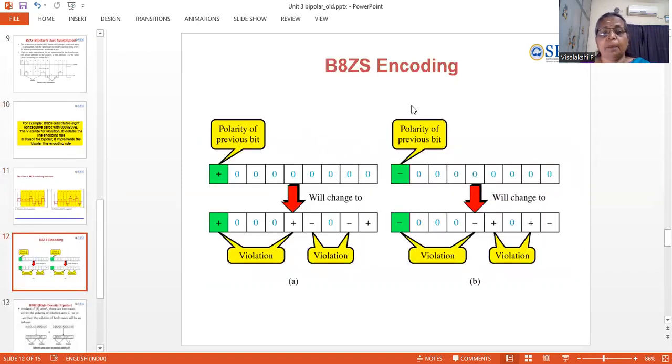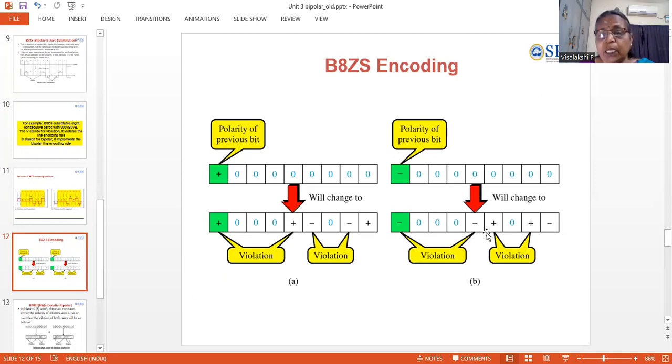The encoding will happen based on the polarity of the previous bit. The polarity of the previous bit is positive here. So if it is positive, the change occurs in terms of 3 bits as a low value, and then the change occurs, and then the violation happens, and then the change occurs, and the violation happens, and then a positive value. This violation happens because of positive and negative, based on the polarity of the previous digit.